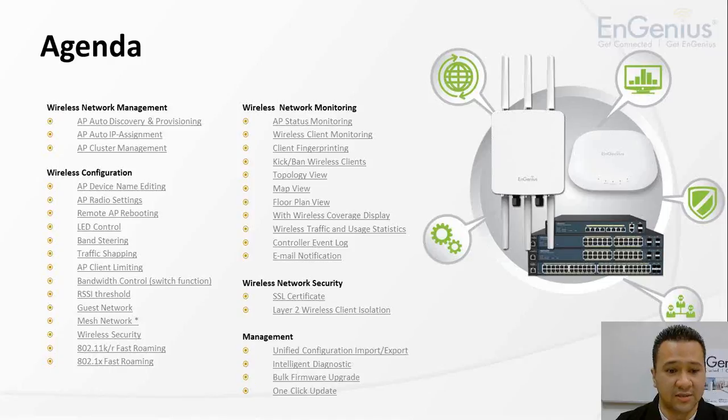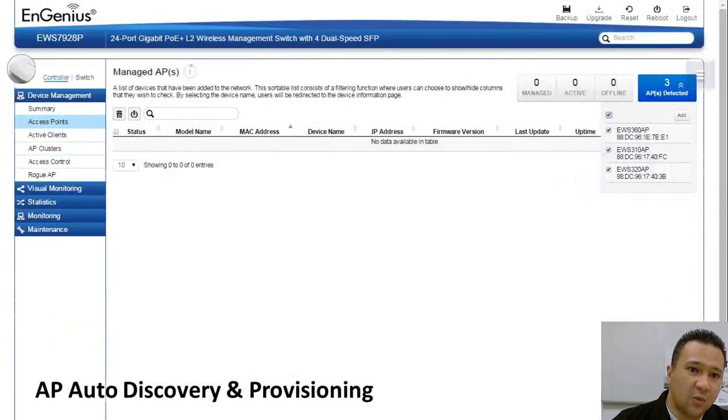AP auto discovery and provisioning. Well, the AP auto discovery and provisioning function is the main function where the EWS switch will recognize the EWS access points automatically. Even though all the access points are by default on the same fixed IP address, 192.168.1.1, you can just connect them directly to the switch at the same time without conflicts when you're setting up the wireless deployment. So at the moment that you are discovering and provisioning the devices, you will not have any problems with conflicting IP addresses.